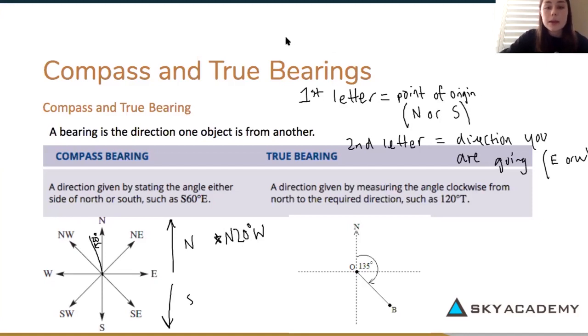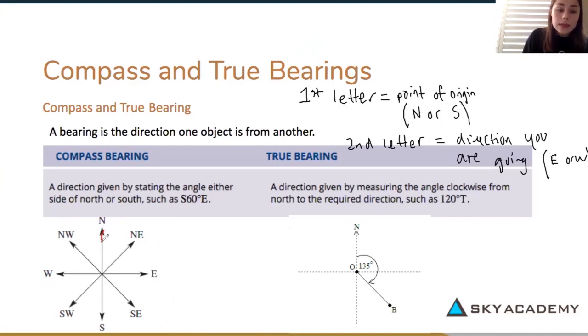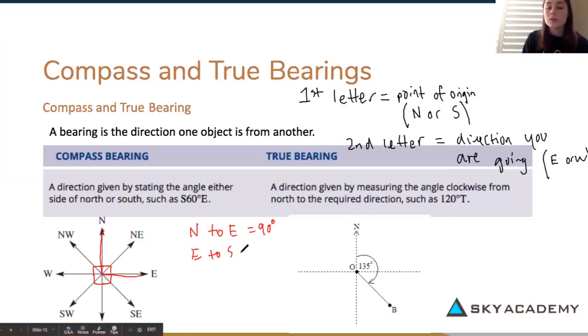So that's compass bearings. Something else to be aware of with compass bearings is that from north to east, or from east to south, or from south to west, or from west to north, it makes a right angle. And we know that right angles equal 90 degrees. So from north to east equals 90 degrees. That's the same with east to south, or south to west, or west to north. I'm just not going to write them all in.